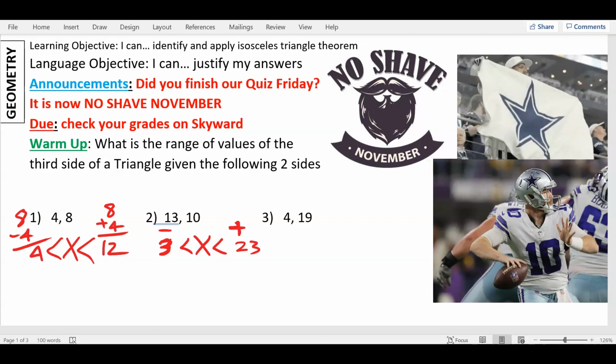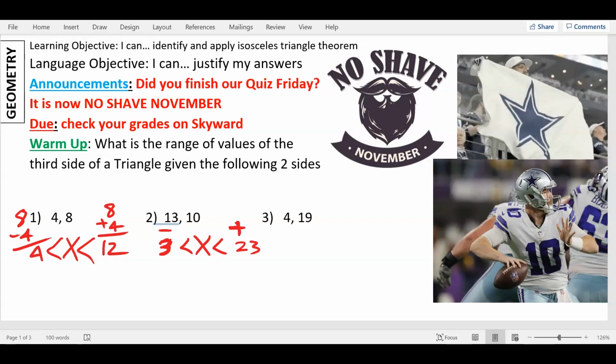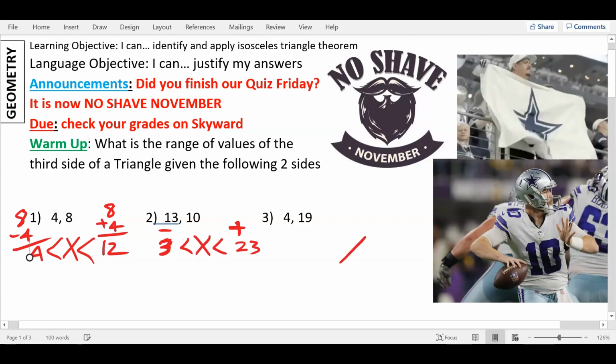Don't forget to check your grades on Skyward, and we are answering what is the range of values. On number one, what we did was we put x in the middle, less than, we subtracted on the left, and we added on the right. Same thing with number two. Let's do one more, x goes in the middle, right?